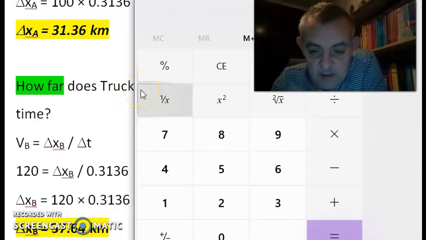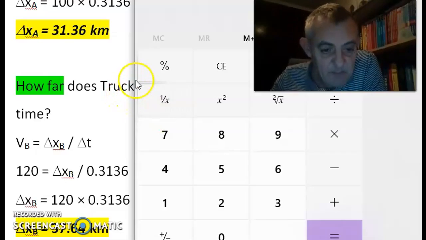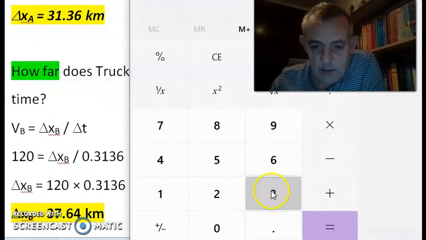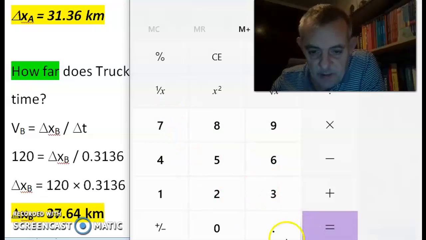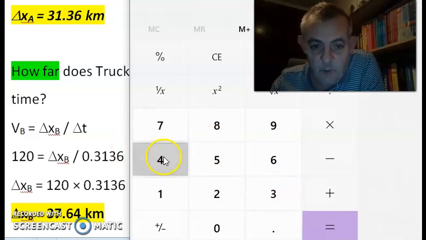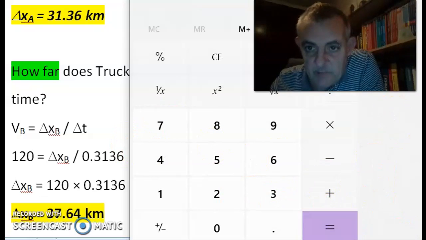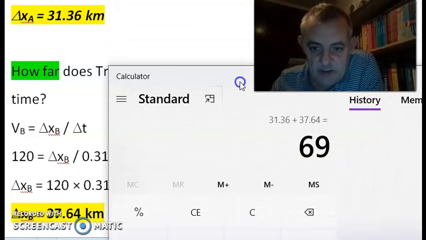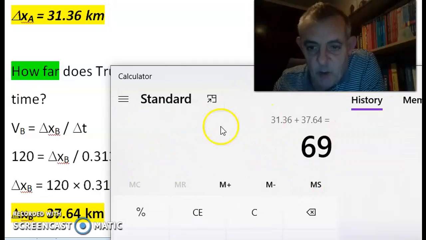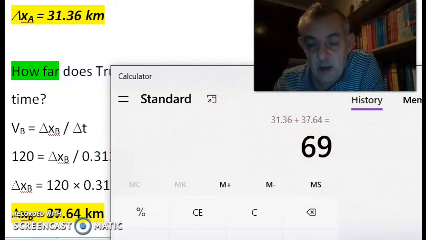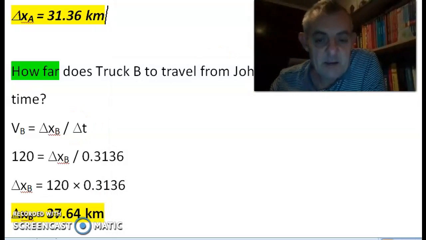So if you're not as confident with your mathematical ability, use the calculator. 31.36 plus 37.64 is equal to 69. So there you go. You can see the answer. I've added the two together. 31.36 plus 37.64 equals 69 kilometers. So that answer is correct.